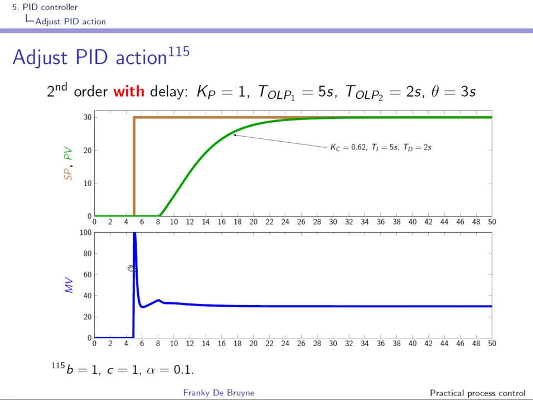And here we have added the response of MV, and you can see here that with alpha equal to 0.1 we have a derivative kick that brings us in saturation. And this is why you should always, when you tune, look also at MV. And here probably you would have a better response if you would take a value of alpha that is a little bit larger.